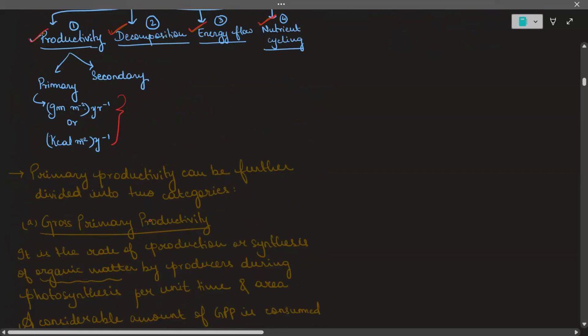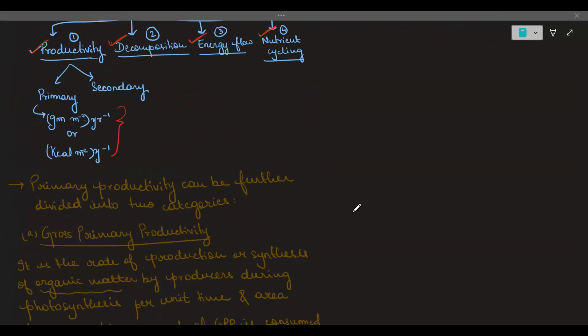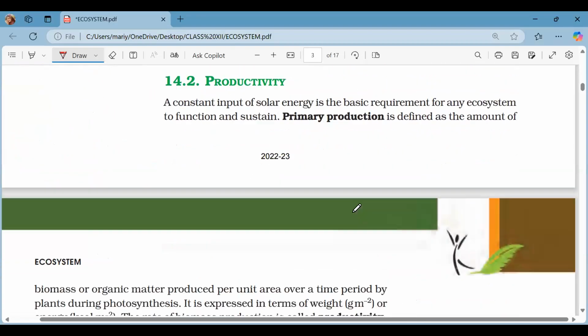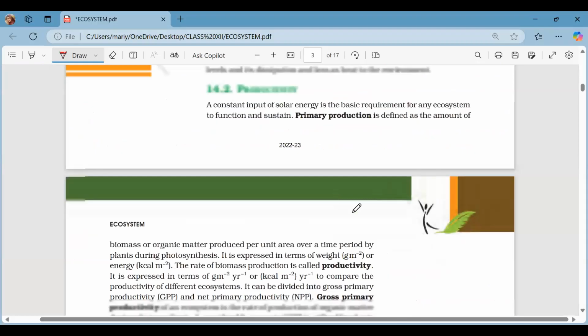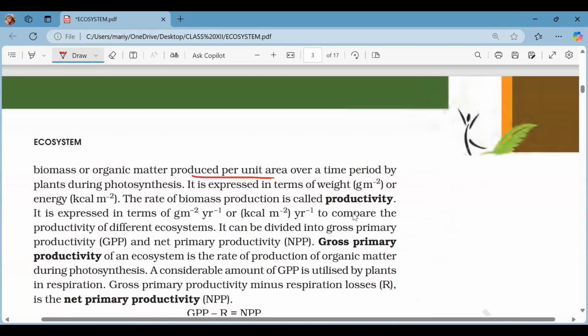Further, let's see what primary and secondary productivity is. Primary production is defined as the amount of organic matter produced per unit area over a time period by plants during photosynthesis. It is expressed in terms of weight or energy, like kcal m^-2 or g m^-2. The rate of biomass production is called productivity.